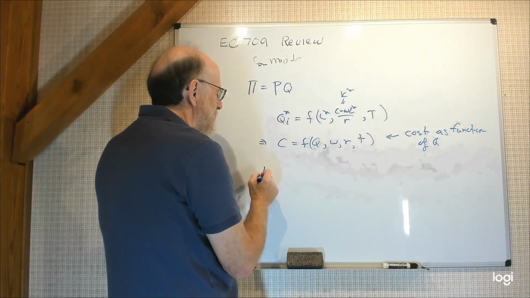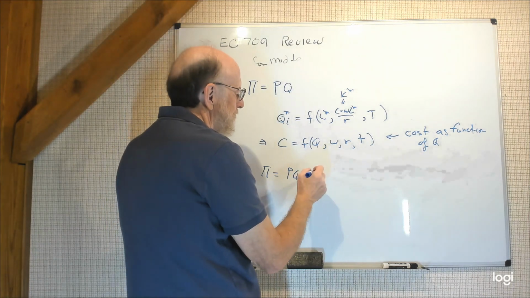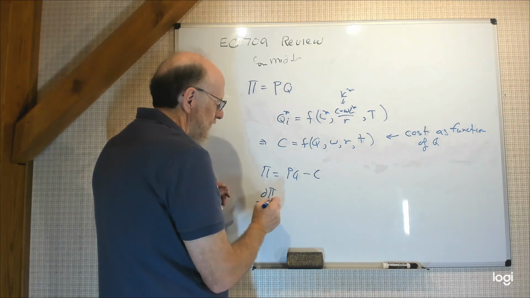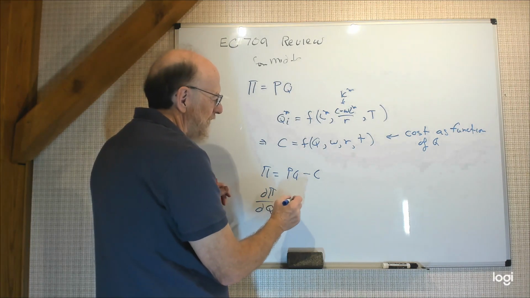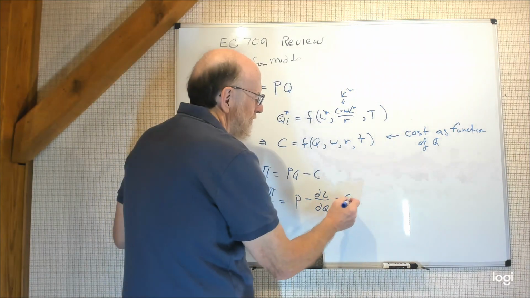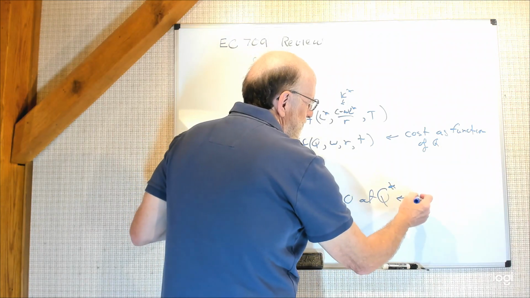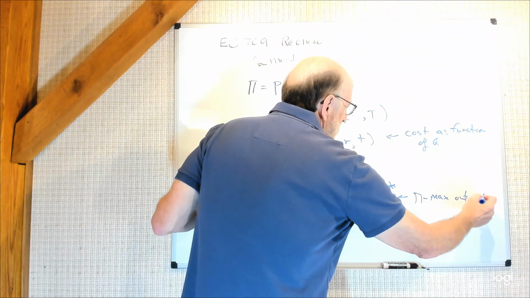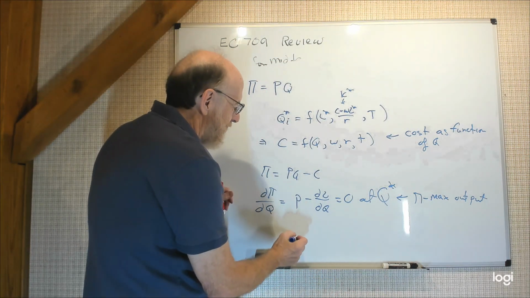And we can use that in the profit function. The profit function is strictly concave. We can just take a look at this first order condition, and that would be P minus dC/dQ equals 0 at Q star. So this is the profit maximizing output. And we could write down the firm supply curve.